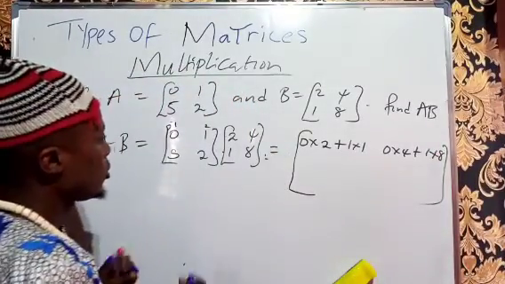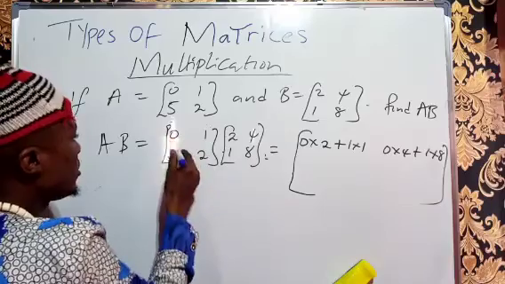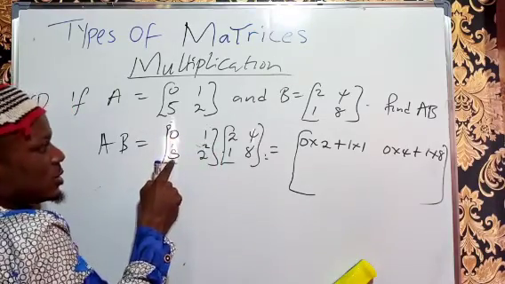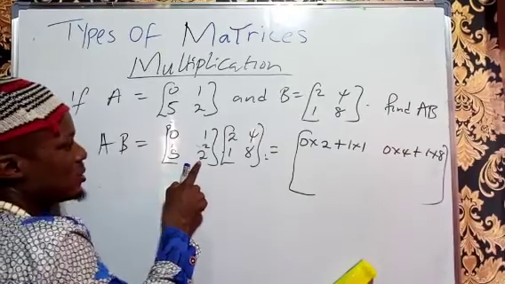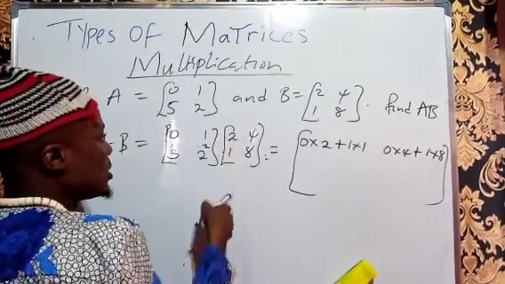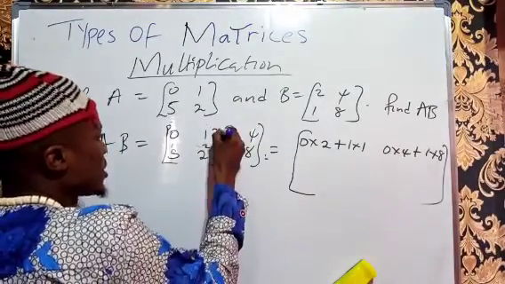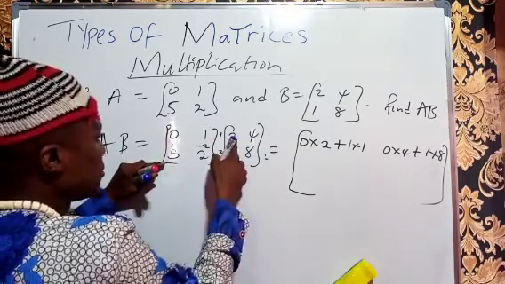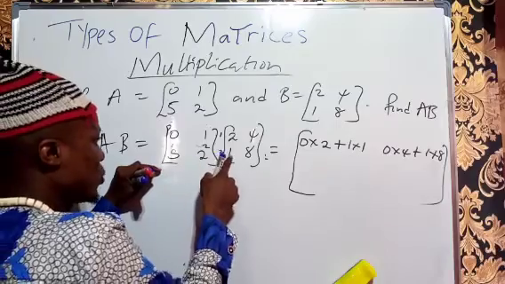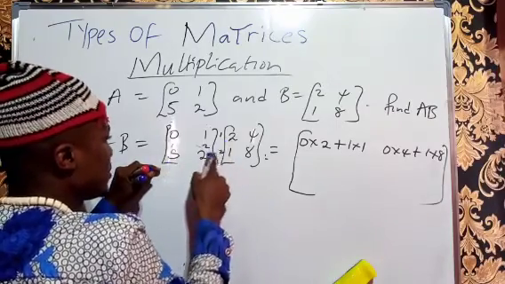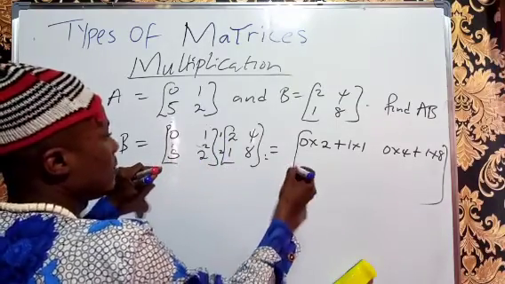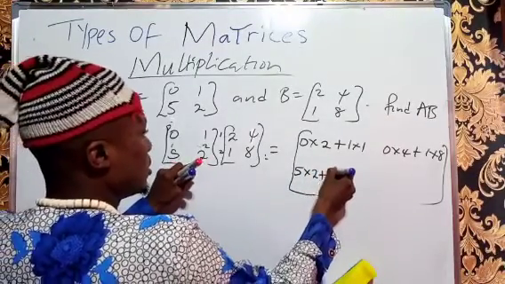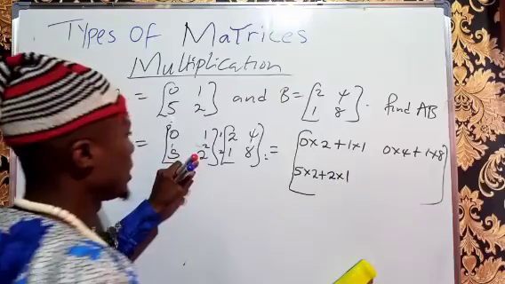Okay? You come down. When you come to the second row, I will take this number here as my first and take this one here as my second. I will still do the same thing to these columns. So I have here as 1, I have here as 2. So I'll still have 5 times 2 plus 2 times 1. First times first plus second times second.